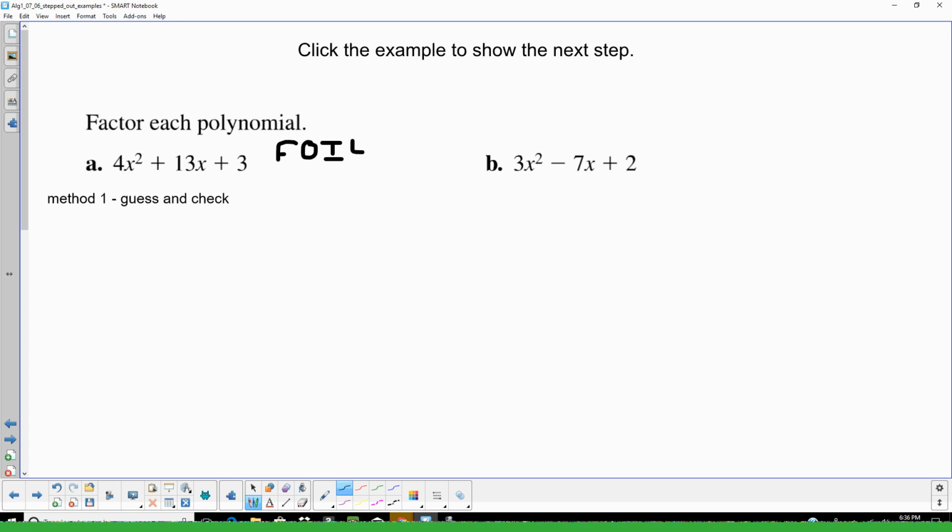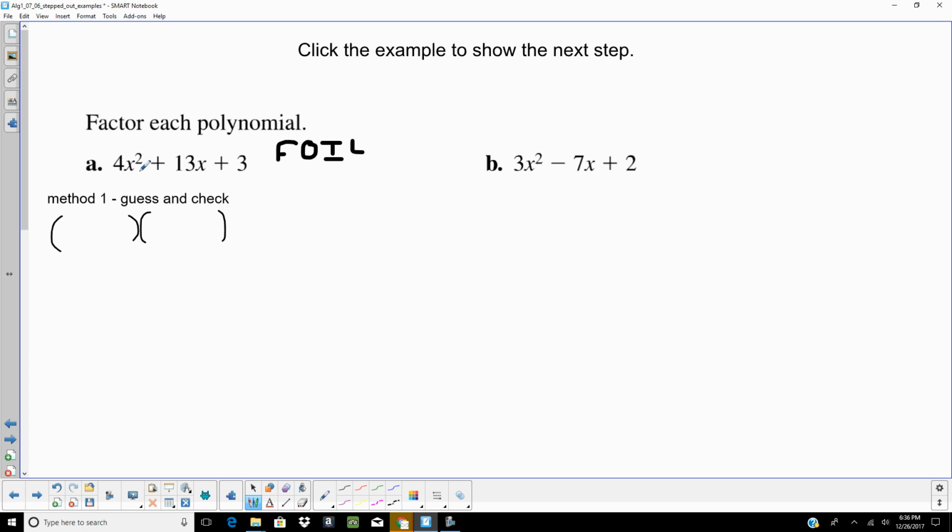So I'm going to think about that in my head, and I'm going to do two sets of parentheses. And I'm going to look at my first term, 4x squared. How can I multiply to get 4x squared? And I'm going to make a guess. It can be 4 times 1, and it can be 2 times 2. I'm going to try 4x and x. And this is where the guessing comes from. So the factors that I'm using there are 1 and 4. And if this doesn't work out, I'll try 2 and 2.